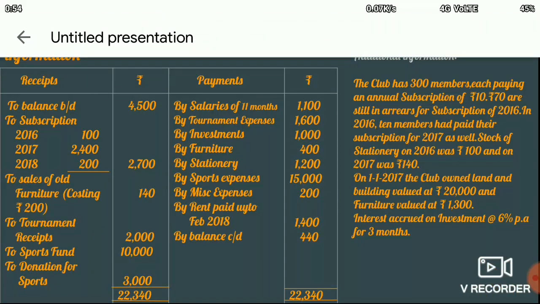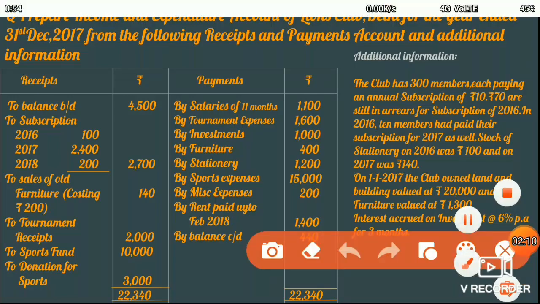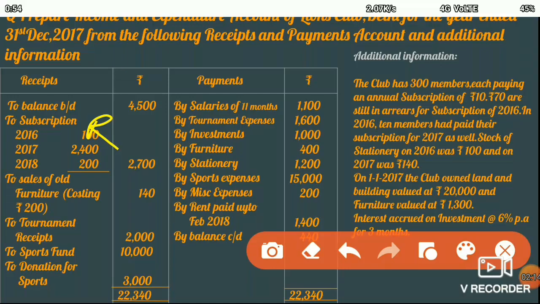So let me separate the items of revenue nature which will come in the income and expenditure account. Subscription is a revenue nature item. Loss on sale of old furniture is a capital nature, but if there is any profit or loss, that will come in the income and expenditure account. So here we can see there is a loss of ₹60. So this will come towards the expenditure side as loss on sale of old furniture.